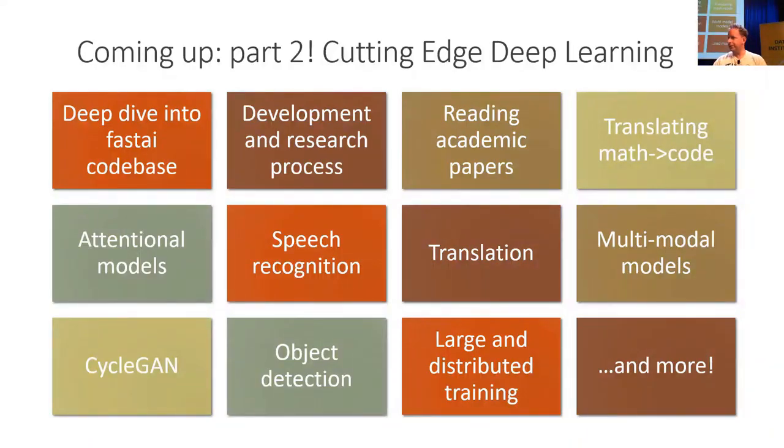And then come back for part 2, right, where we'll be looking at all of this interesting stuff. In particular, going deep into the FastAI code base to understand how did we build it exactly. We'll actually go through, as we were building it, we created notebooks of here is where we were at each stage. So we're actually going to see the software development process itself. We'll talk about the process of doing research, how to read academic papers, how to turn math into code, and then a whole bunch of additional types of models that we haven't seen yet. So it'll be kind of going beyond practical deep learning into actually cutting-edge research.